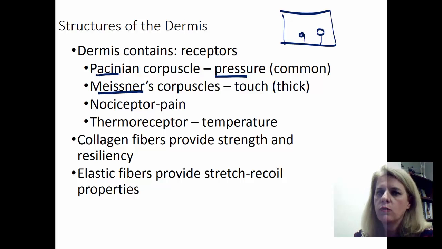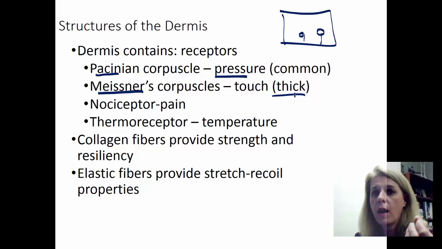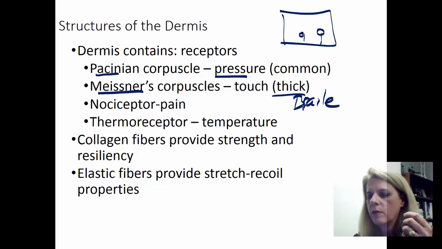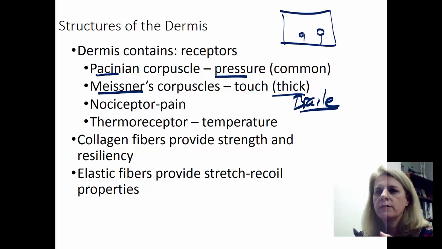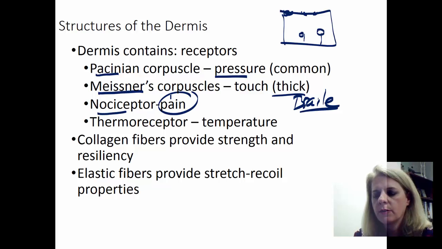The Meissner's corpuscles, these are going to be in thick skin. Think about the palms of your fingers or palms of your hands. I actually like to think of Braille when I think about Meissner's. You find them just the very right in the papillary layer of the dermis, right below the epidermis in thick skin, so it allows you that fine discriminatory touch. You have nociceptors, which are pain receptors, and you have thermoreceptors for temperature.